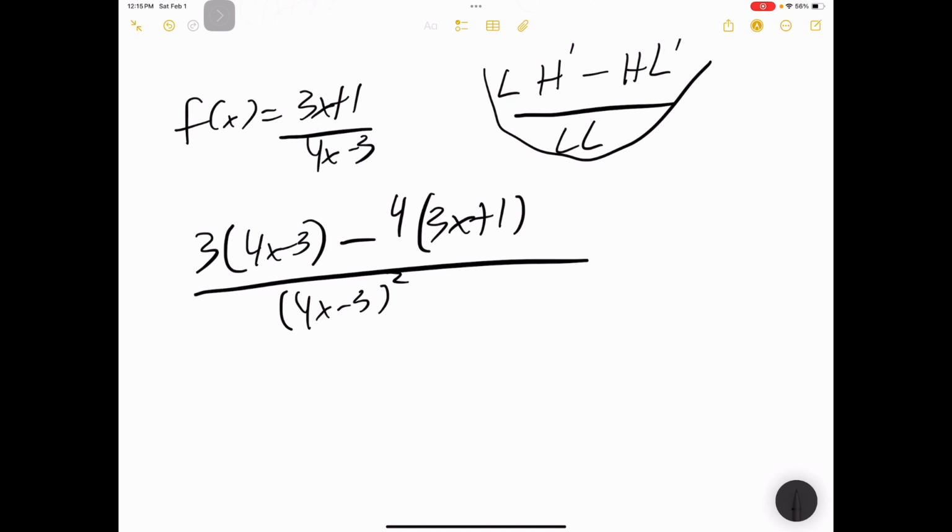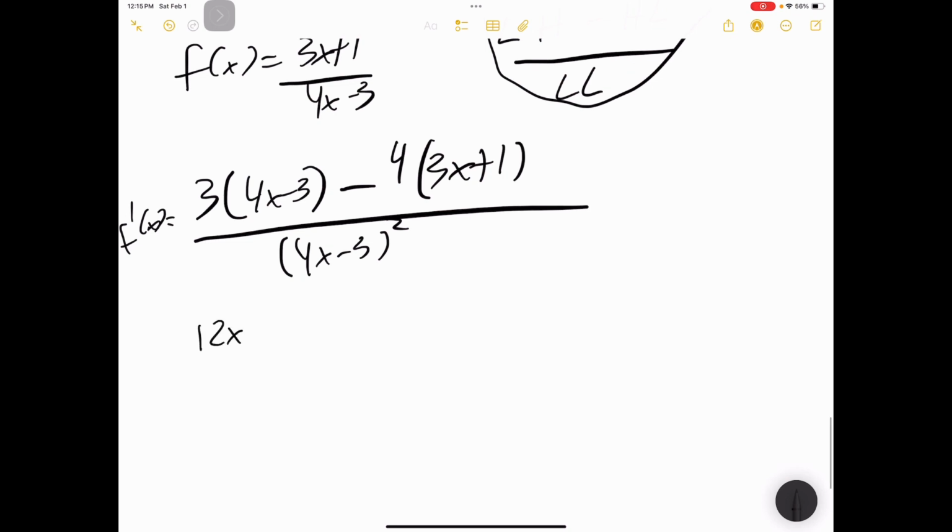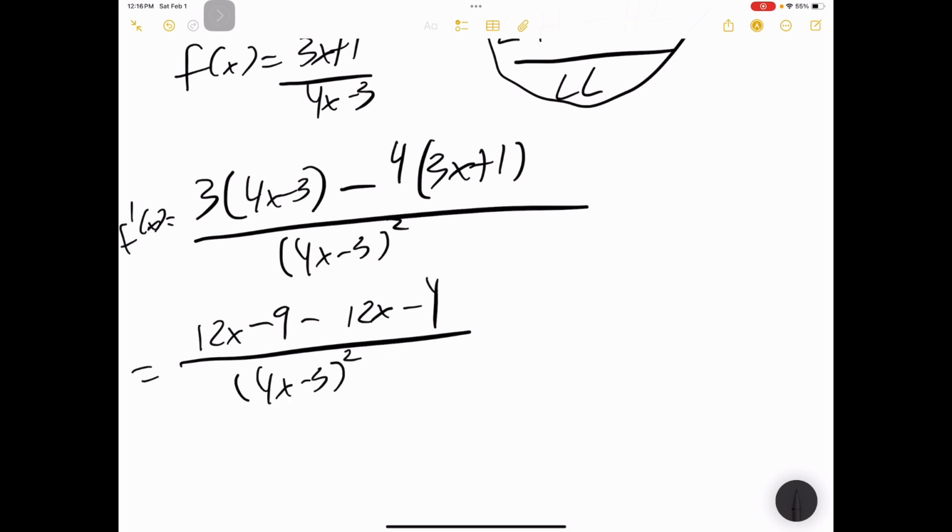This is f prime of x. From here, I can do some simplifying. I can multiply it out. I can say this is 12x minus 9 minus 12x minus 4, all over 4x minus 3 squared, which is equal to, you see the 12x's cancel, negative 9 minus 4 is negative 13 over 4x minus 3 squared.